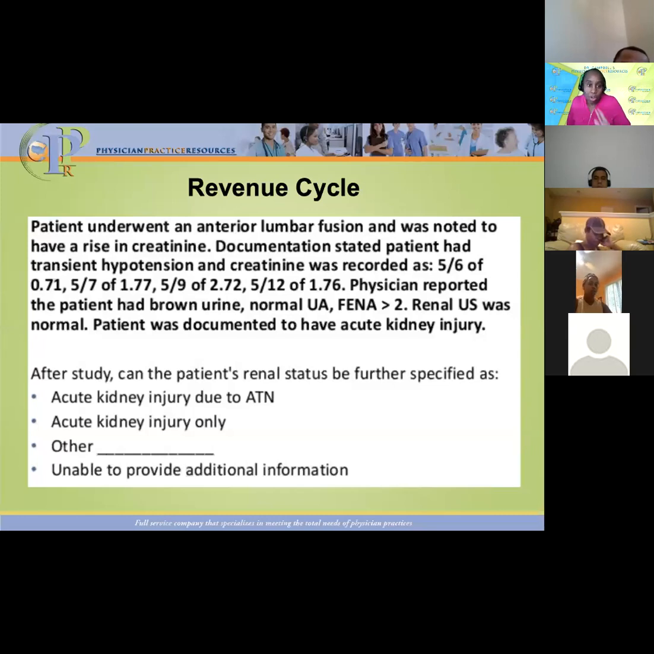Every facility has their own process, their own tools. Some places use software, but this is an example that RHIA gives.